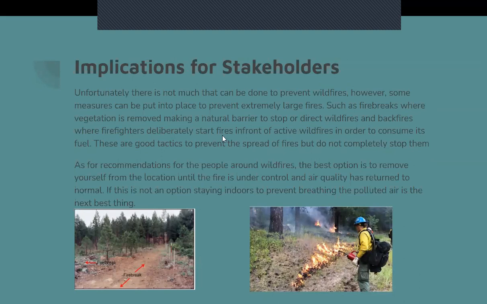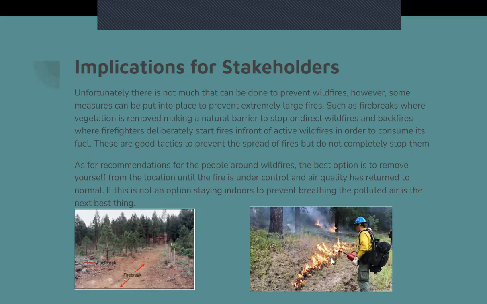So our implications for stakeholders. As you guys probably know, there's really nothing we can do to prevent forest fires. However, there are some measures that we can put into place to prevent these extremely large forest fires from wreaking havoc. These are such as fire breaks, which is where the vegetation is removed and natural barriers are created in order to stop wildfires from continuing. You can see a picture of one of these fire breaks on the bottom left. And then another good measure to prevent such large fires is called backfires, which is where firefighters deliberately start fires in front of the active wildfires. This will consume all of the debris and brush and the fuel for the fire before it can make it to where they've burned. This helps stop or divert the fire from houses or just in general. You can see a picture of that on the bottom right.